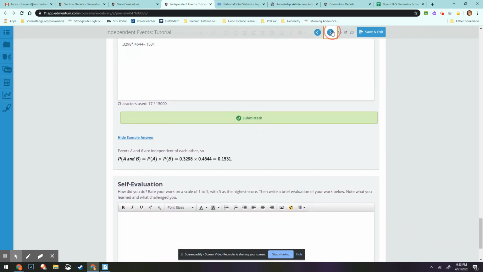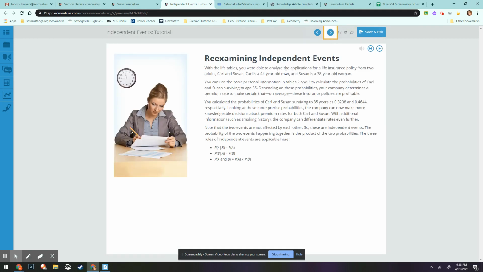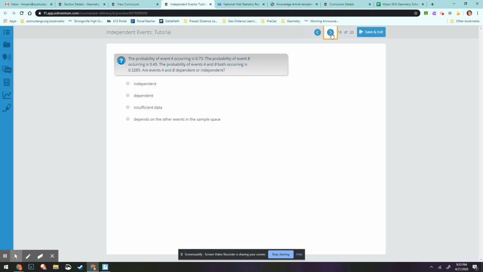Okay. All right, we are almost done with this. I know this is getting long. Here's a summary. Here are independent events. Here I have the probability of 2 individual events and the probability of them both happening. Are they independent or dependent? So what you do is you take your calculator, you do 0.73 times 0.45 and see if you get 0.3285, which you do, which means that they are independent.